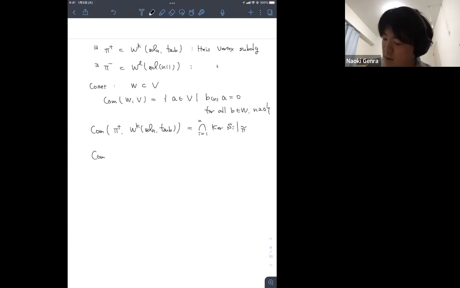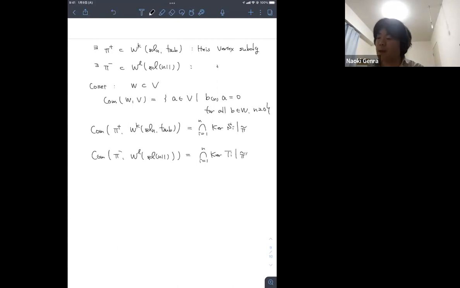On the other hand, if you consider pi minus W^L(sl_N, 1), this can also be written as a kernel, and some pi should apply. But if we compare with the inner product of alpha_i and beta_i, we obtain an isomorphism if K plus N and L plus N minus 1 equal 1. So this is L1.